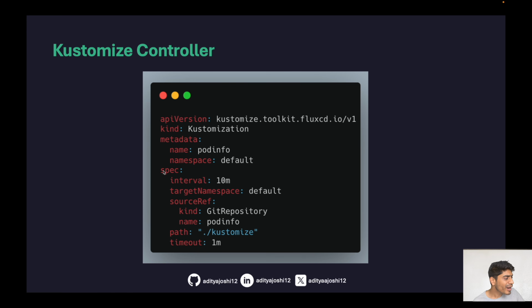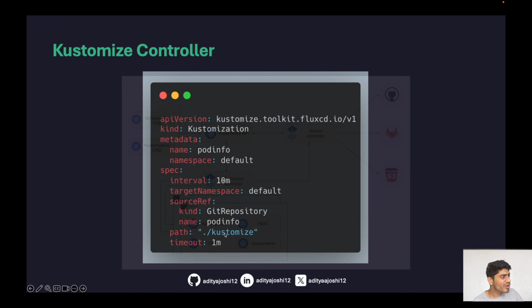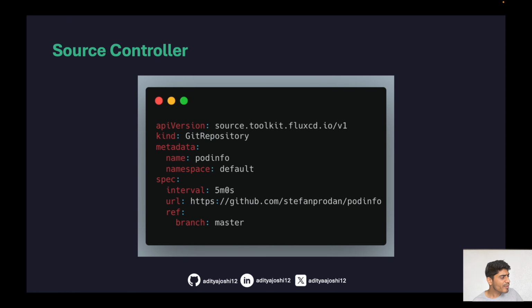Let's talk about the spec part. In the spec, the important part is the sourceRef, which means this is linked to which Git repository or which source reference. So here I'm talking about a GitRepository with the name podinfo, and then which file locations it has to track. That is defined here. So assume that you have a Git repository with this particular URL, and you have a branch, right?